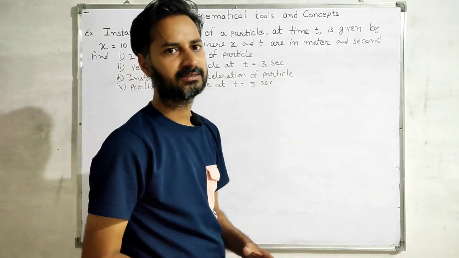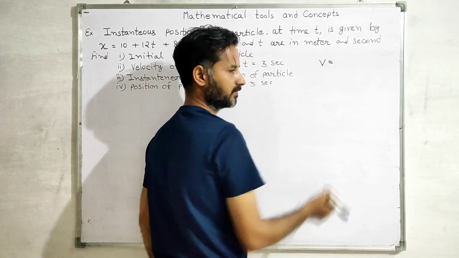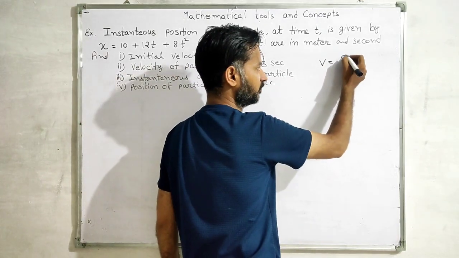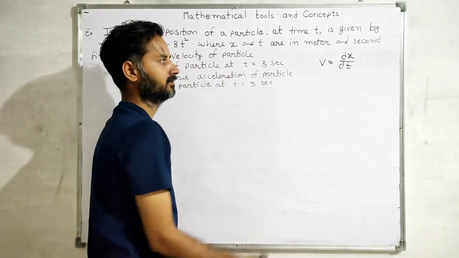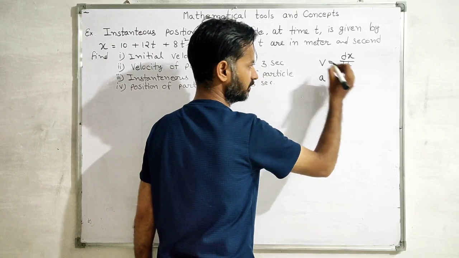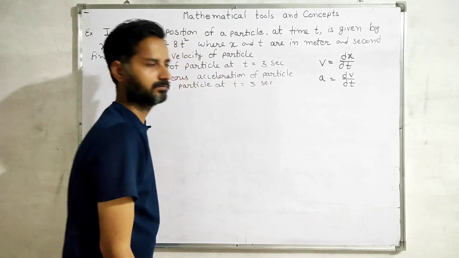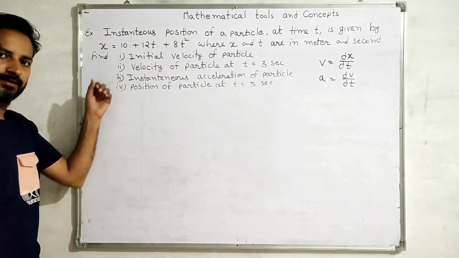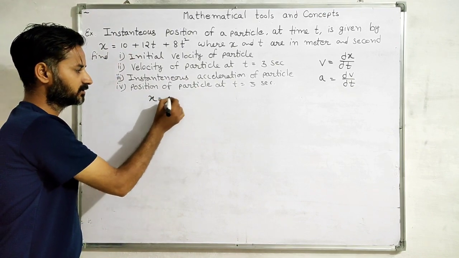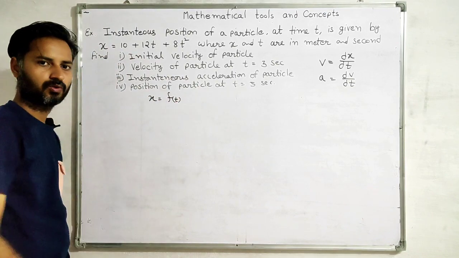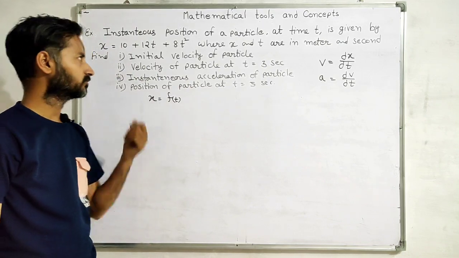For getting this, first we have to know that velocity v is given by the first derivative of position with respect to time, dx/dt, and the acceleration is given by dv/dt. Now, as it is clear from the equation that x is a function of time, so we can find the rate of change of x with respect to t.